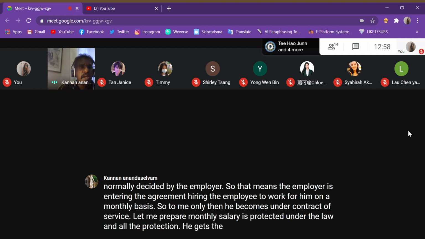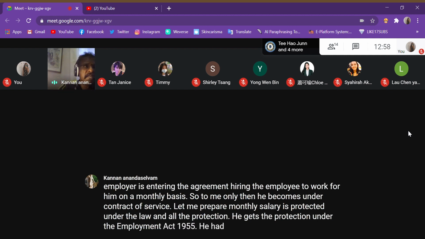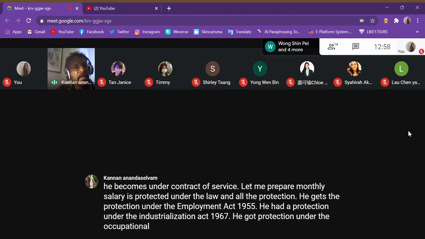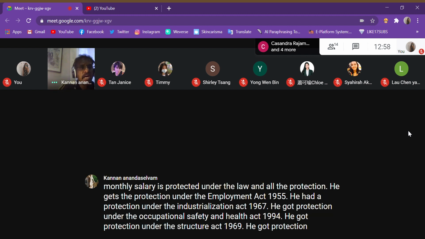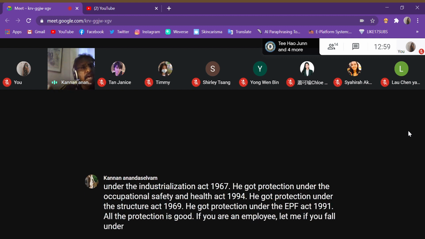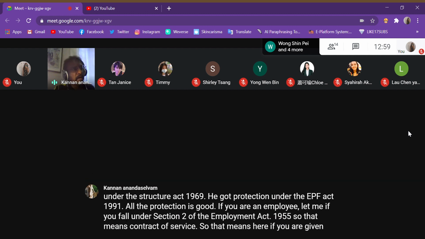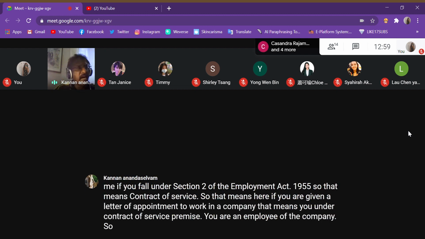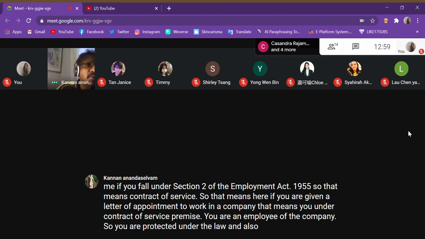He gets the protection under the Employment Act 1955, the Industrial Relations Act 1967, the Occupational Safety and Health Act 1994, the SOCSO Act 1969, and the EPF Act 1991. All the protection is given if you are an employee, that is, if you fall under Section 2 of the Employment Act 1955. So if you are given a letter of appointment to work in a company, you are under contract of service. You are an employee of the company, protected under the law, and there are rights and duties for you.